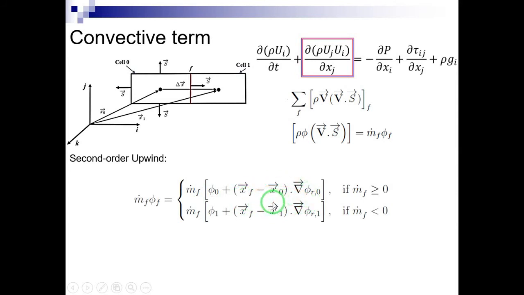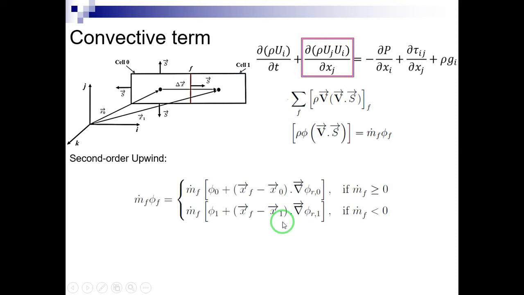What are these terms? These are, in fact, the linear interpolations of the values of the scalar quantity phi at cell centroids to the mutual face of these cells. Okay. In these gradients, the subscript r of the gradient of phi signifies the reconstruction gradient. Okay, r here in fact signifies the reconstruction gradient.